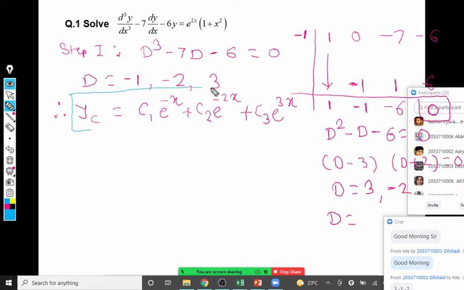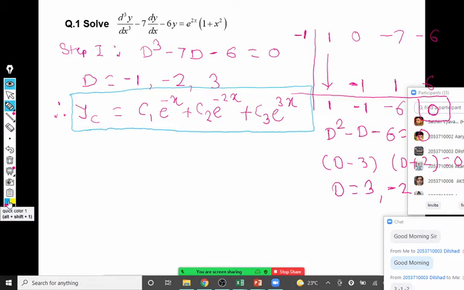So here, y minus x. Pardon? So why have you taken C1 e raised to minus x? E raised to minus x, because minus 1 is a root, no? This minus 1 is one of the roots and there are a total of 3 roots. Okay, so that's the end of step 1 here.